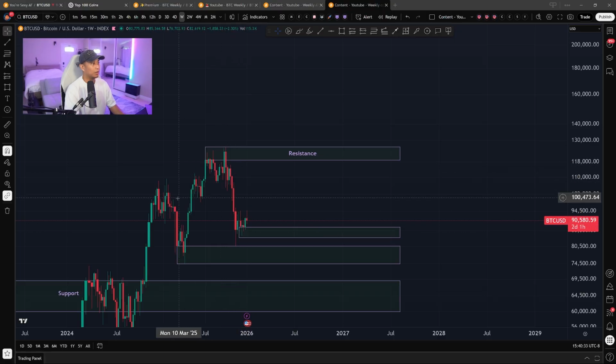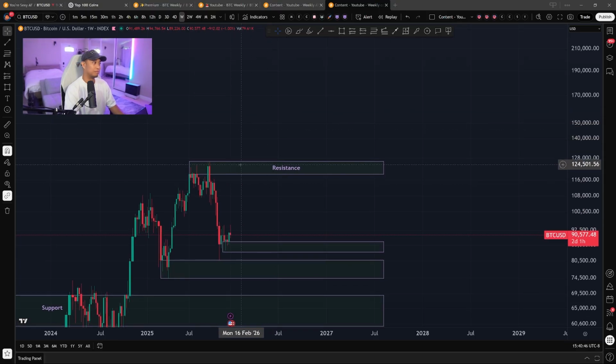But more likely than not, once price comes up, people are going to tend to sell here unless there's a lot of buying pressure, which we would hopefully explode through and then test this as support once again.